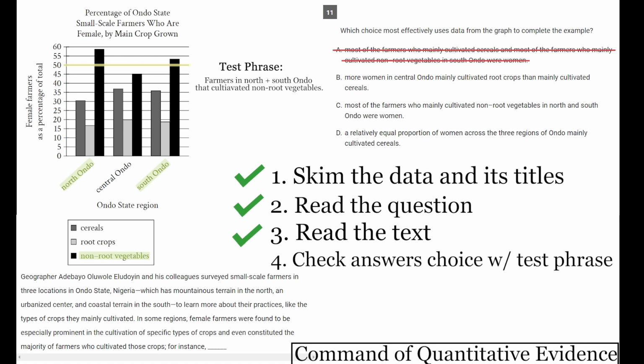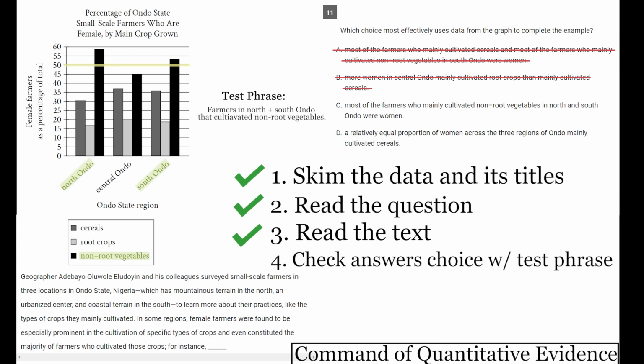Choice B says that more women in Central Ando mainly cultivated root crops than mainly cultivated cereals. First of all, this is not true because the percent of women in Central Ando farming root crops is less than the percent farming cereals in Central Ando. And second, this doesn't logically complete the text by giving us an example of a crop that is mostly cultivated by women. Choice C says that most farmers who mainly cultivated non-root vegetables in North and South Ando were women, which checks both requirements, and if I was at this stage on a test, I would not even check the last one.